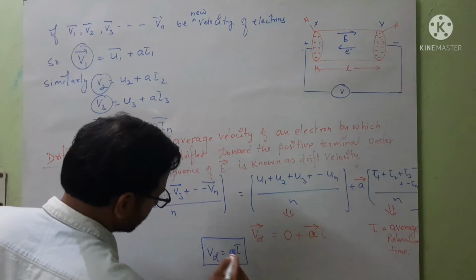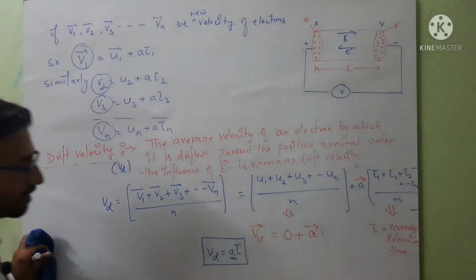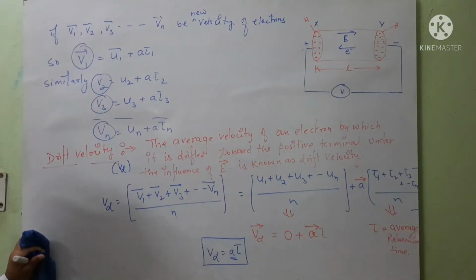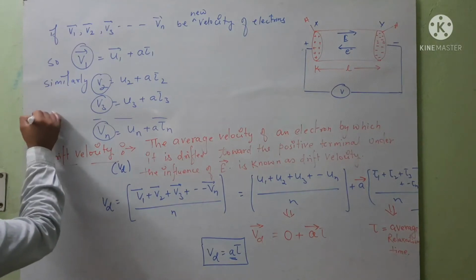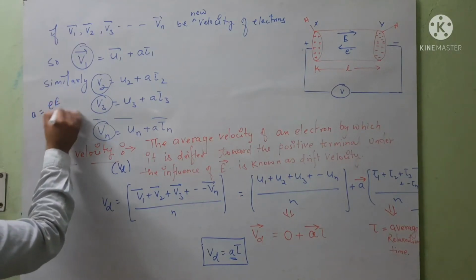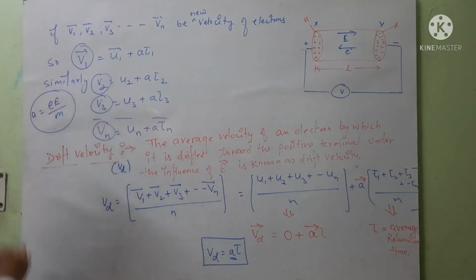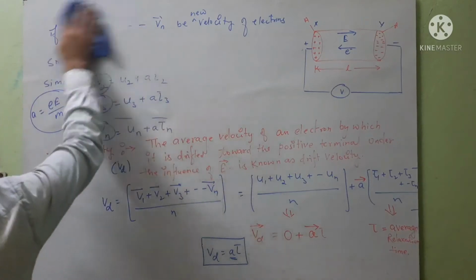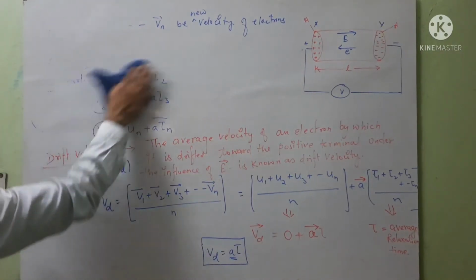Got it, student? Now you can see, we will substitute the value of acceleration which we found previously, a is equal to eE by m. From the previous calculation we have found this value for an electron. So I will write the value of a from the previous equations.